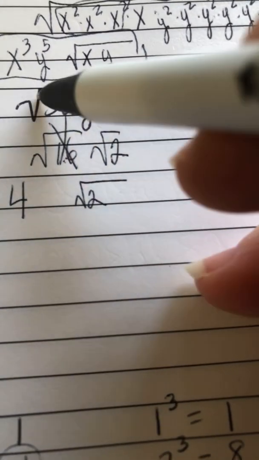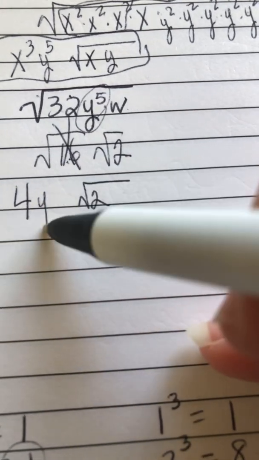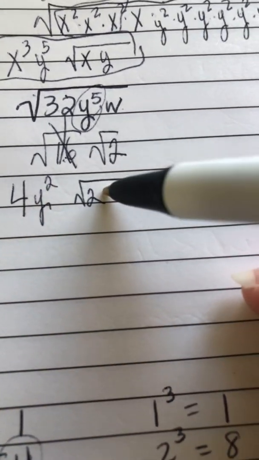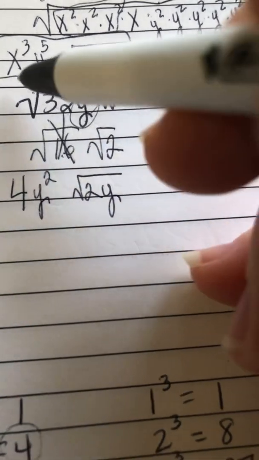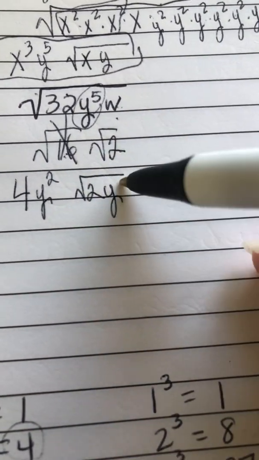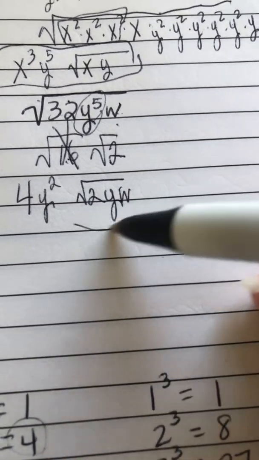How many sets of y squared can you get out of y to the 5th? Well, we can get 2 sets of them with 1 left over. And then how many sets of w squared do we have? We don't have any, so that w has to stay inside here. So there's your answer. And then lastly, this is to the 4th root.